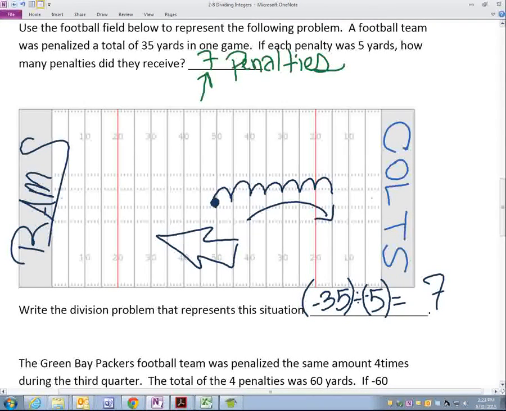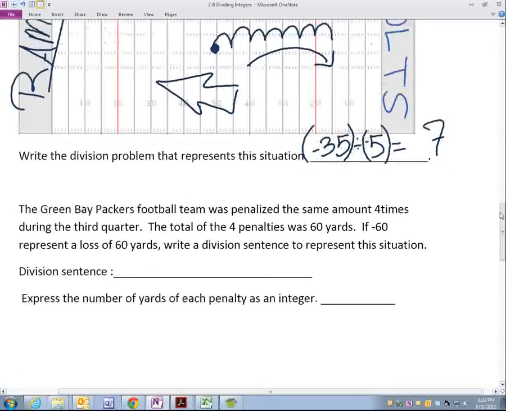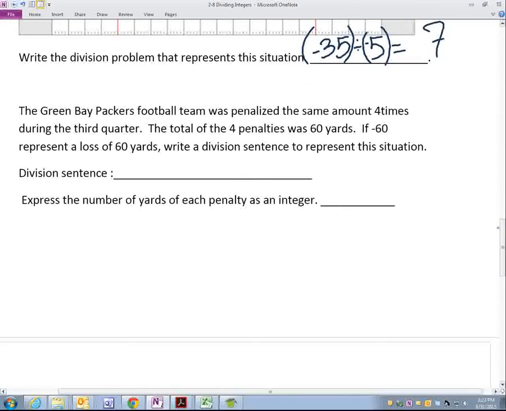We talk about Green Bay next. So, the Green Bay Packers football team was penalized for the same amount 4 times during the third quarter. The total of 4 penalties was 60 yards.